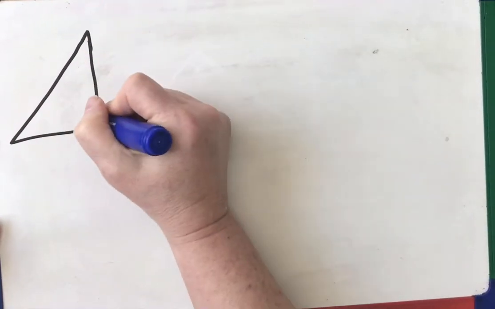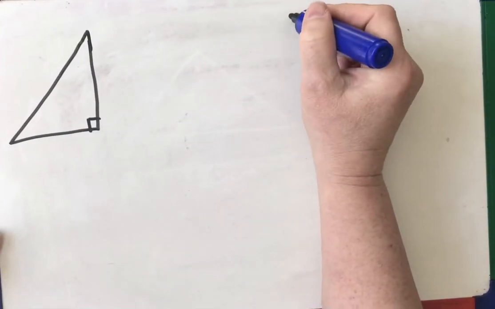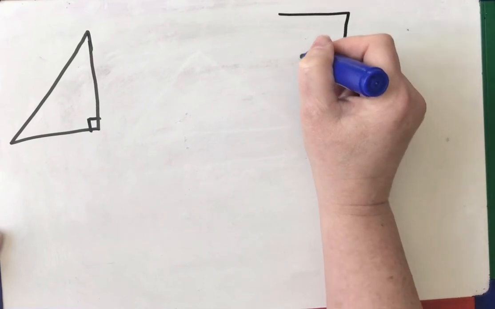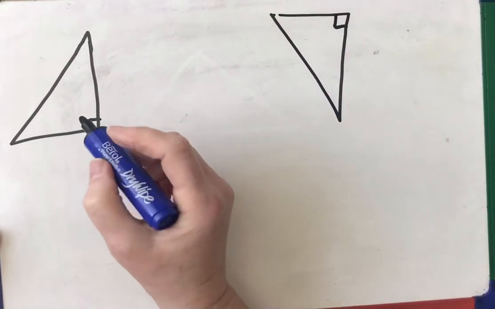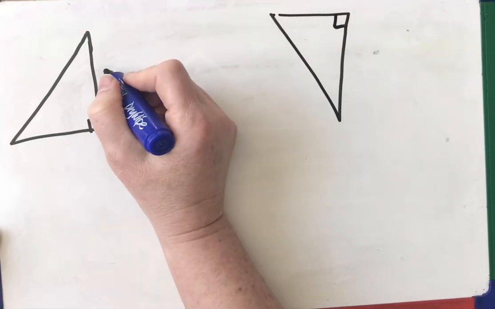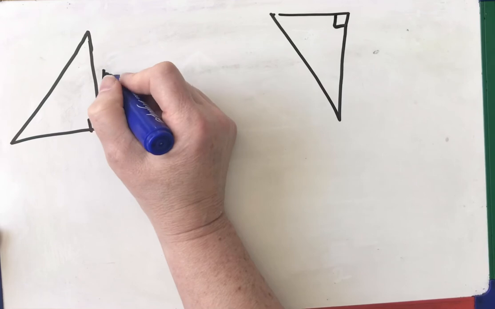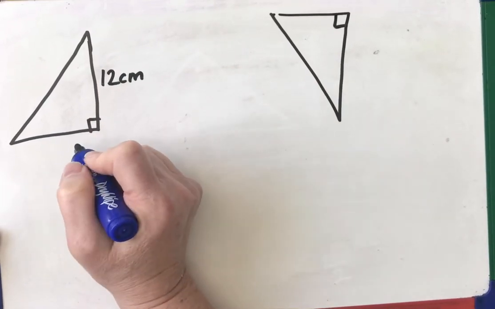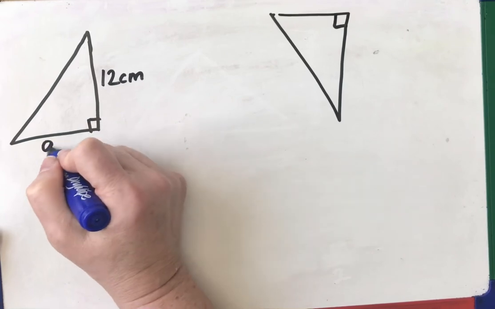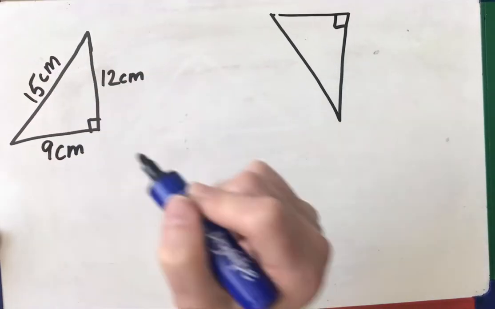Does it matter it's back to front? No. I could even do one upside down. People don't like upside down triangles, but you know what? They're just triangles the same. Let's call this, I don't know, let's have 12 centimetres, 9 centimetres and 15 centimetres.